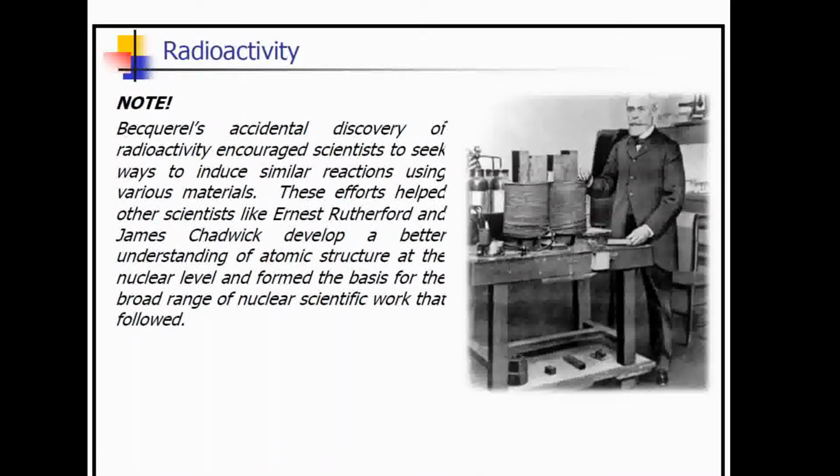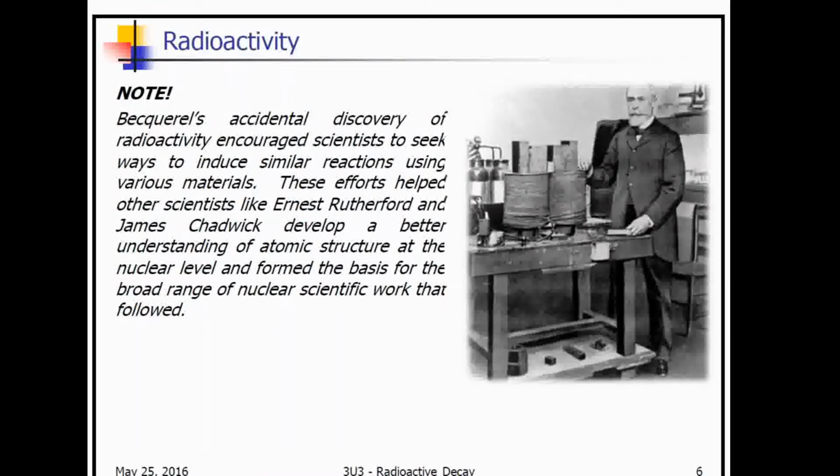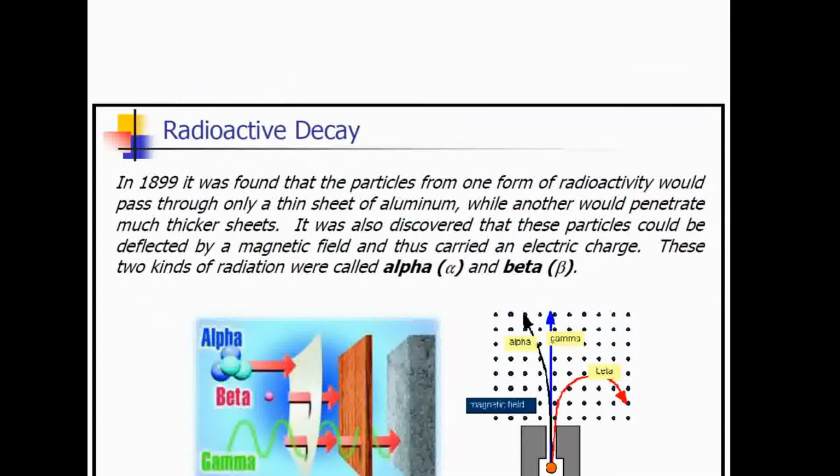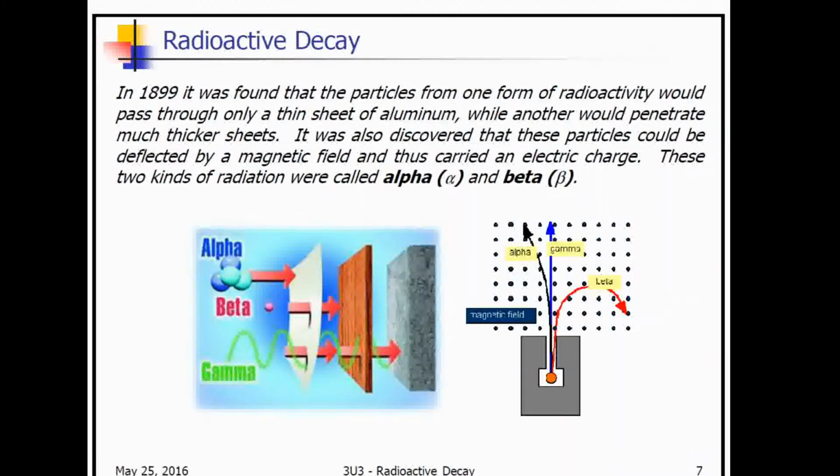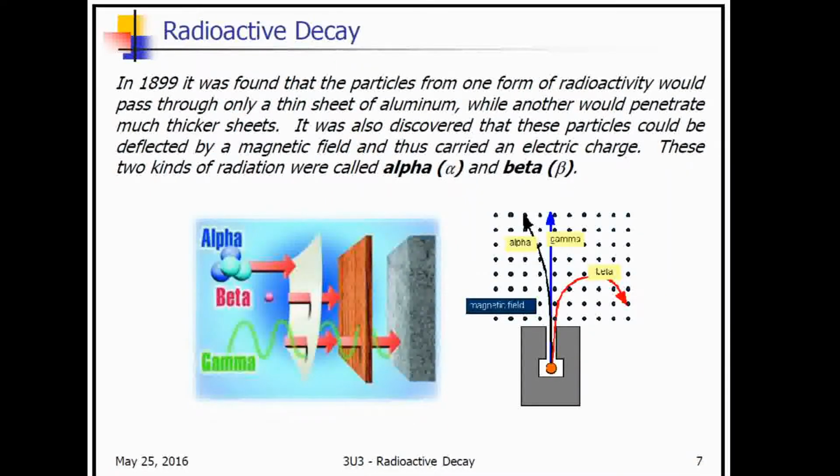So it says here, Becquerel's accidental discovery of radioactivity encouraged scientists to seek ways to induce similar reactions using various materials. These efforts helped other scientists like Ernest Rutherford and James Chadwick develop a better understanding of atomic structure at the nuclear level, and formed the basis for the broad range of nuclear scientific work that followed. So now we're going to get into some of that work that followed.